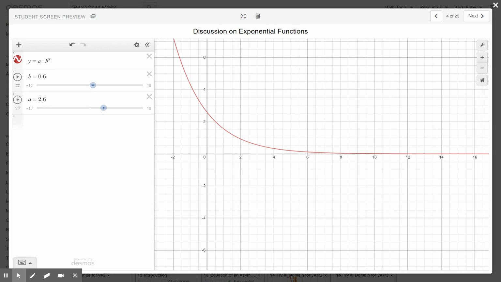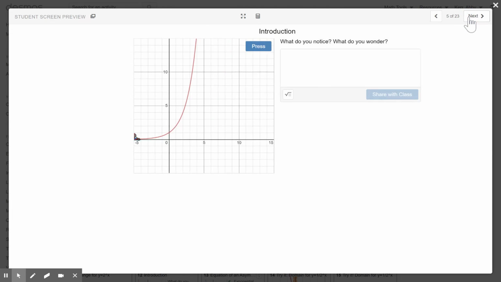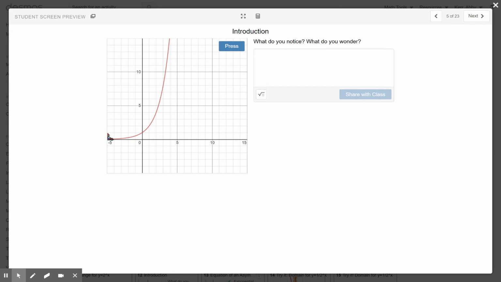So this exponent that is our variable x makes the graph look the way it does. Now let's dive deeper into more about the exponential function.